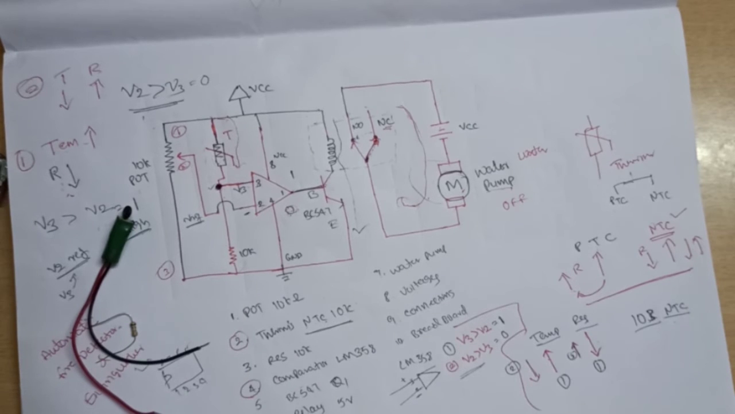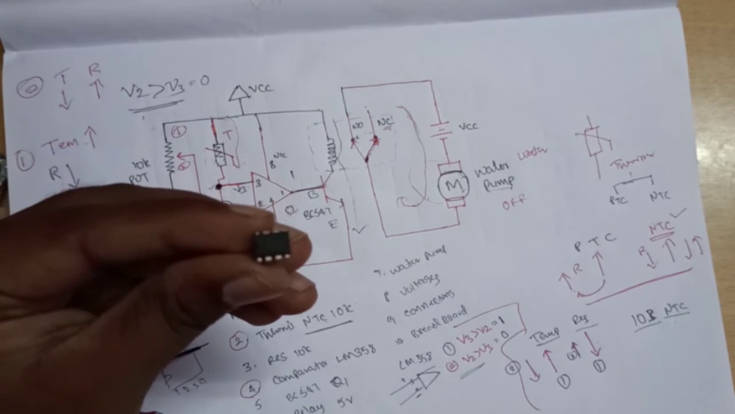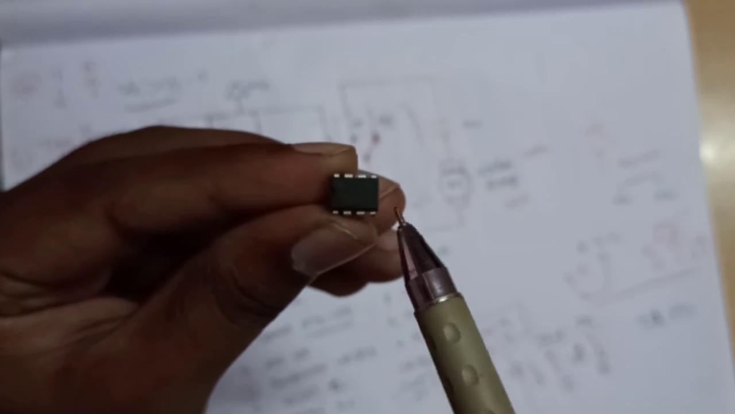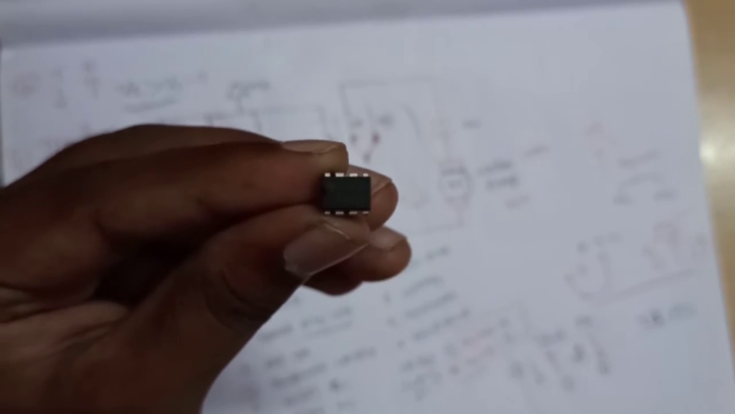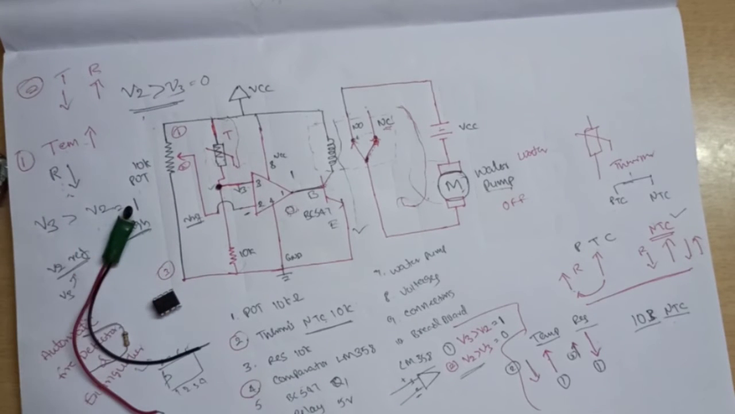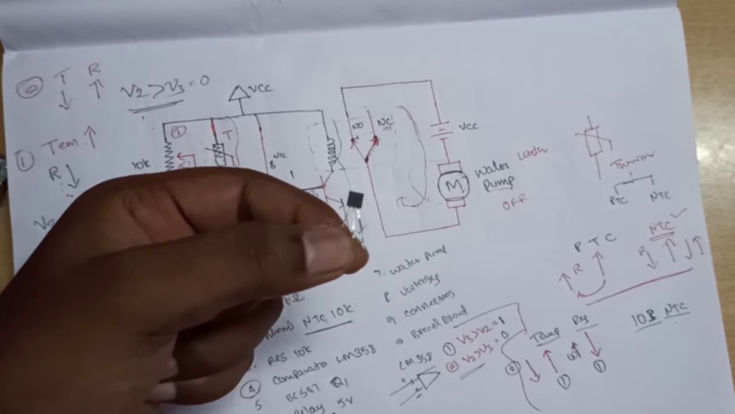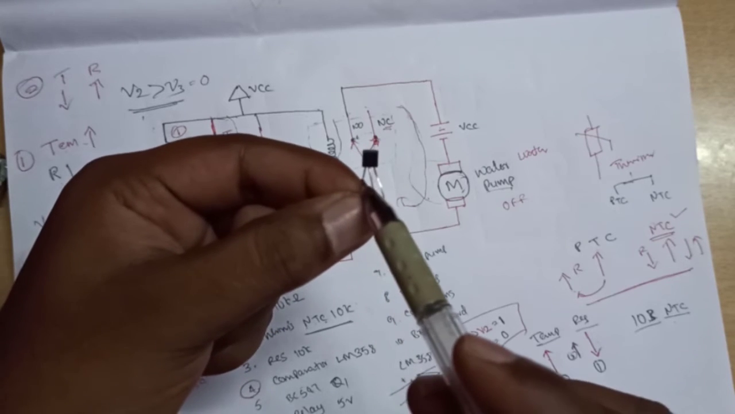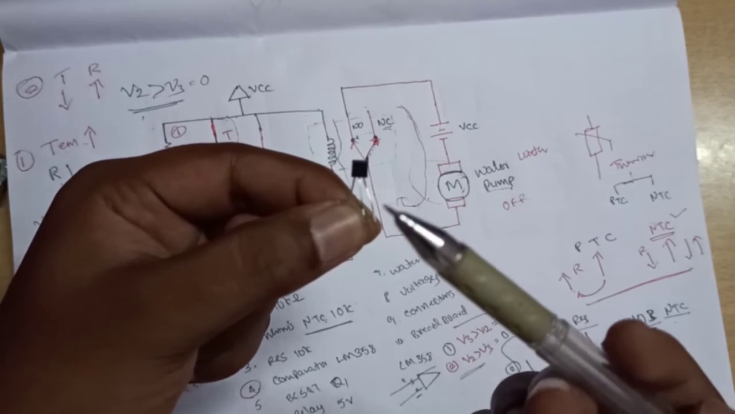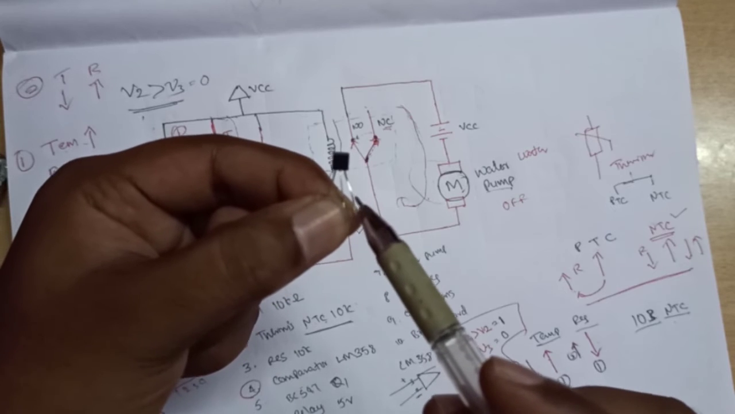And next component, the operational amplifier LM358. This is the LM358 comparator. It has 8 terminals: first, second, third, 4, 5, 6, 7, 8. Next component is the BC547 transistor. It has 3 terminals: first one is collector, middle one is base and third one is emitter, if you face the flat surface opposite to your face.